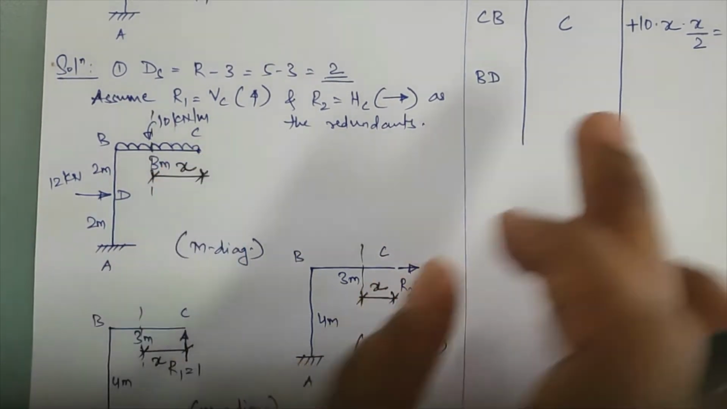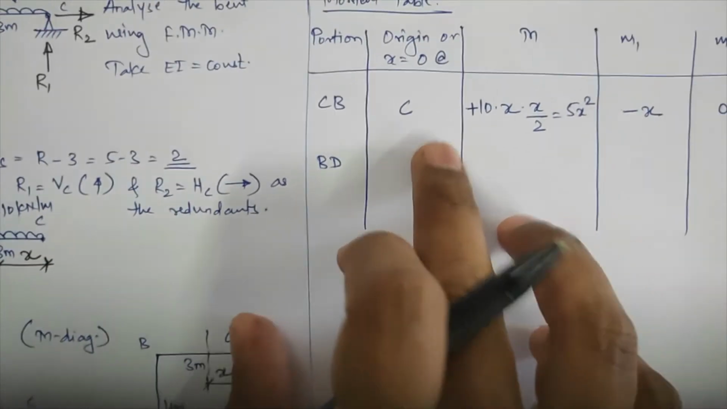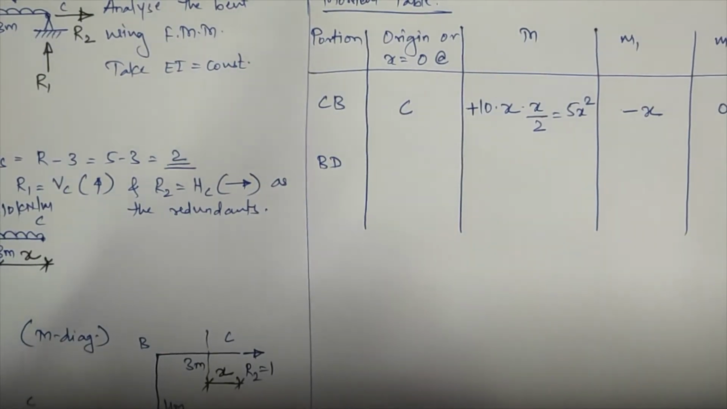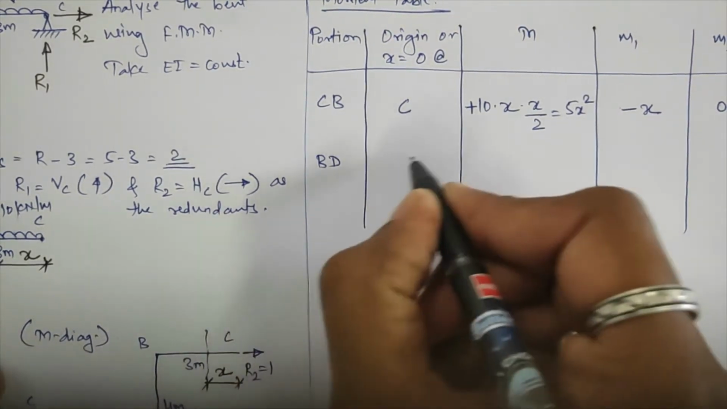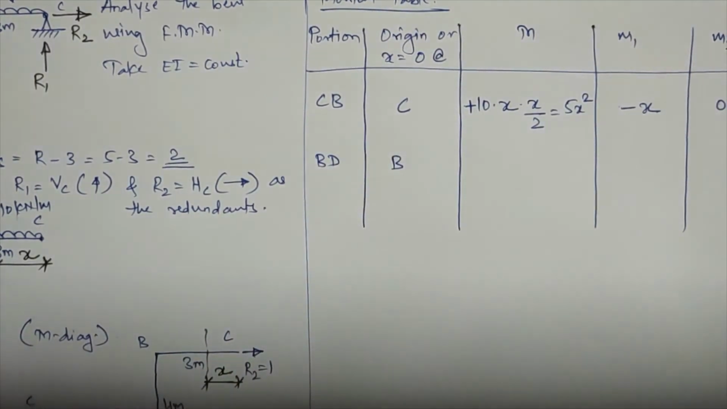Right? So we'll shift your origin here. Just remember one thing: in the case of beams, your origin point must always be kept the same. That I will prefer. You can change it, but I prefer that you keep the origin point the same. But in the case of frames, as the geometry of the frame changes, your origin point will also change. So here for portion BD, I'll keep B as my origin.